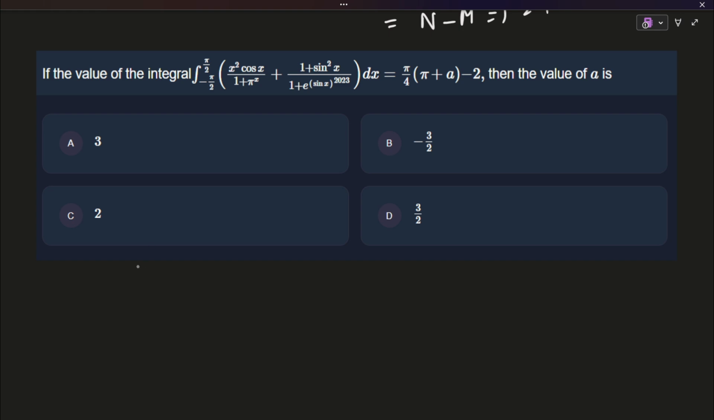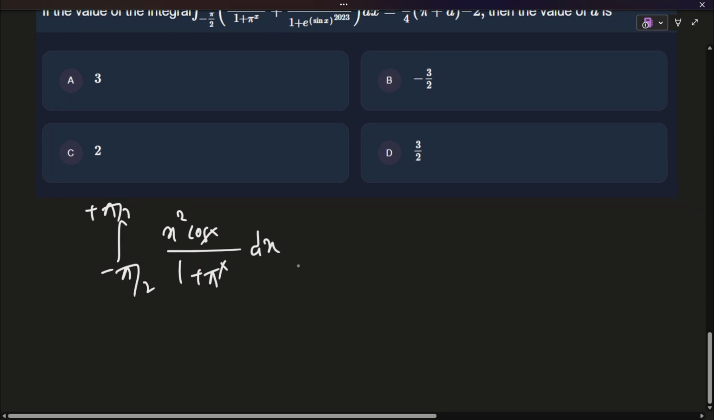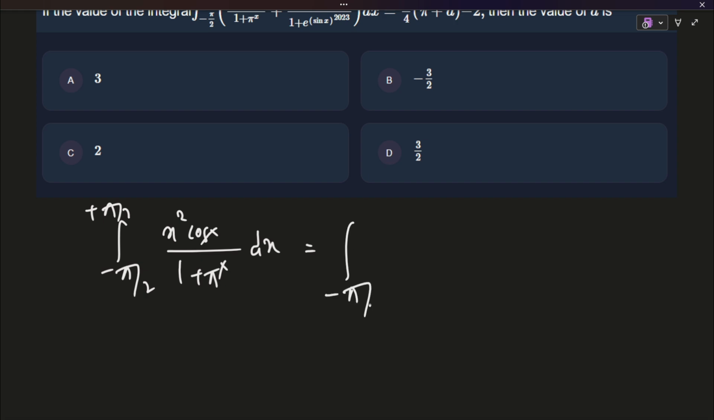Just take the first part of the equation. The first integral, minus pi by 2 to pi by 2, x square cos x by 1 plus pi to the power x dx. Just consider this integral. Again, King's property, what will it give? As I said, minus a to plus a, x will become minus x. So minus pi by 2 to plus pi by 2, x becomes minus x. So x square, minus x whole square, is x square itself. So it remains the same. Cos of minus x, we have learned that that is cos x. But this becomes pi to the power minus x dx.